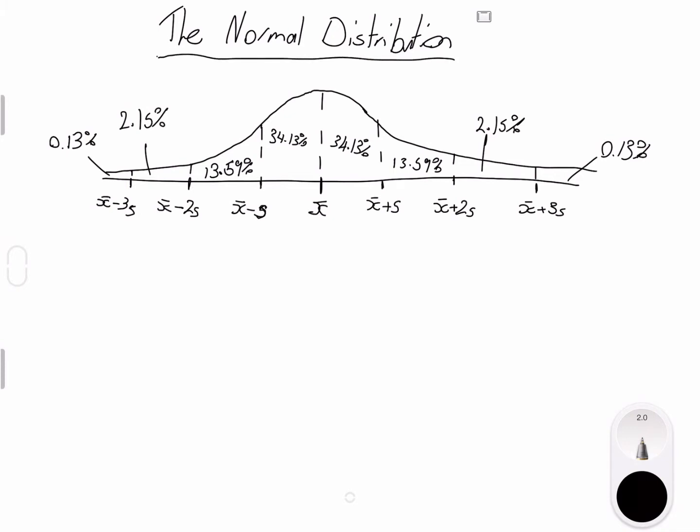So we've come across a distribution graph that looks similar to this before. You might have also seen negatively skewed and positively skewed data as well. What we're going to be looking at is the normal distribution and how it's all set up.